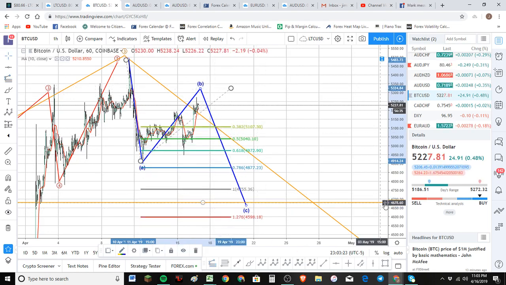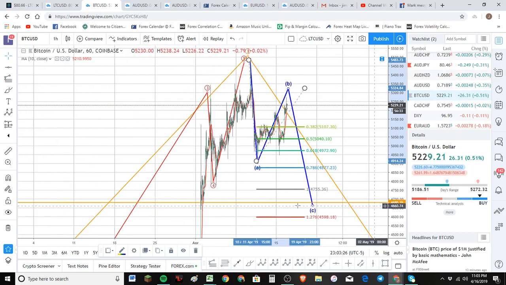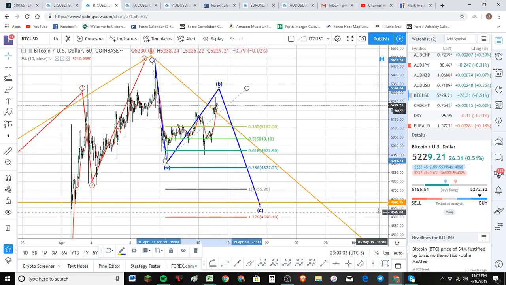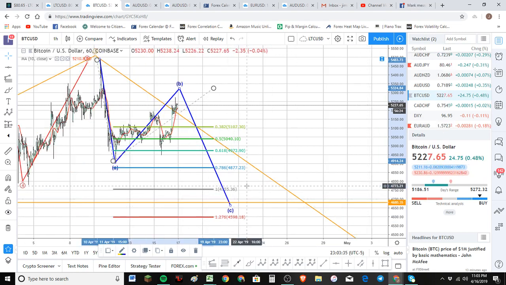Our 60, the 1 to the 1276 extensions comes right here to this 4600. So there's my target right there. We're going to be looking around the $4,600 mark where Bitcoin's coming down to. So there's a projection for Bitcoin.